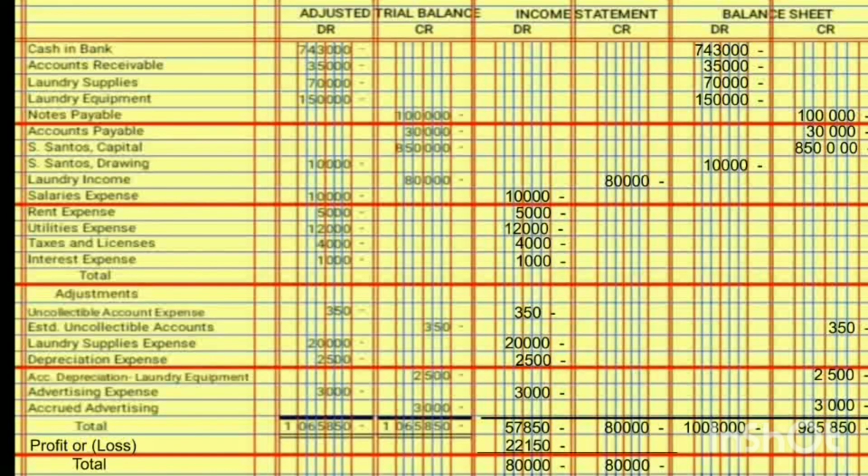Let's move on to our balance sheet. So the total debit of our balance sheet is 1,008,000 and then the credit is 985,850. So if we're going to get the difference, 1,008,000 minus 985,850, the difference is 22,150. So, this actually refers to the profit.